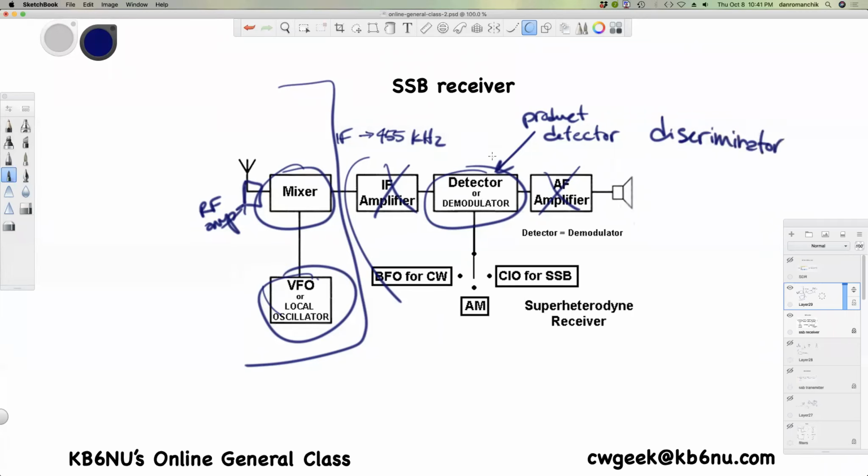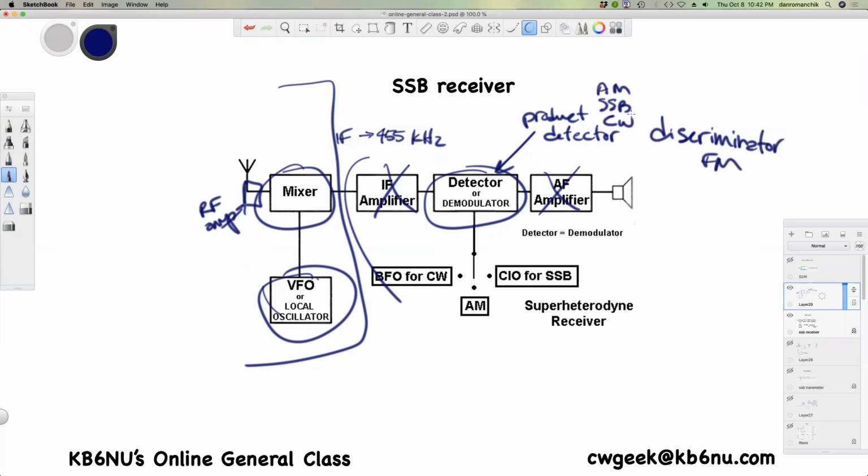So what's it doing? Well, here the product detector is demodulating the amplitude modulated signal. Here we're detecting the change in frequency, right? Because that's the difference between AM and FM. The circuits operate differently, so they have a different name. So discriminator is for FM. Product detector for AM, single sideband, CW. Any questions?